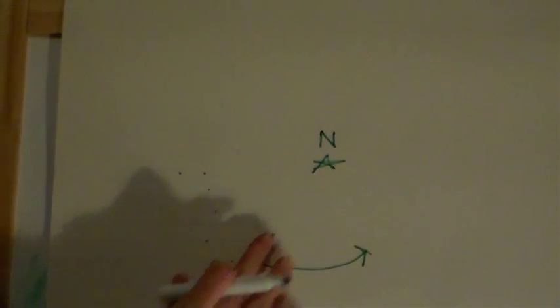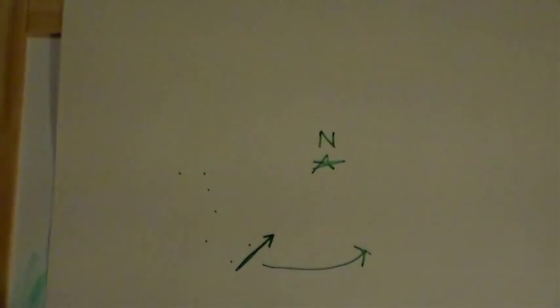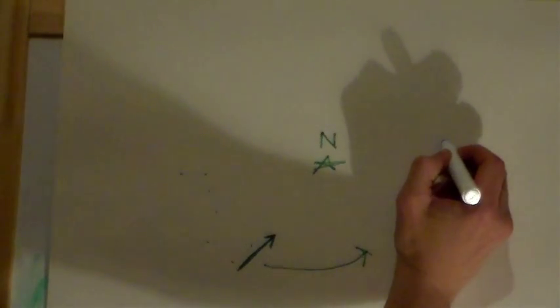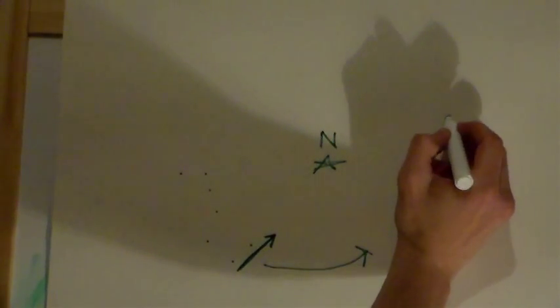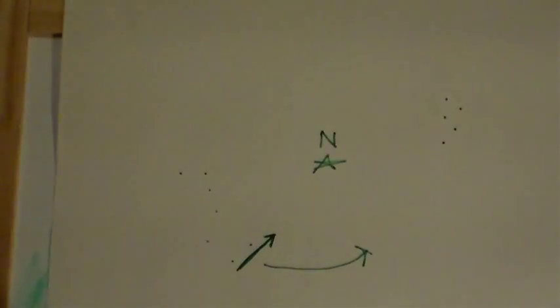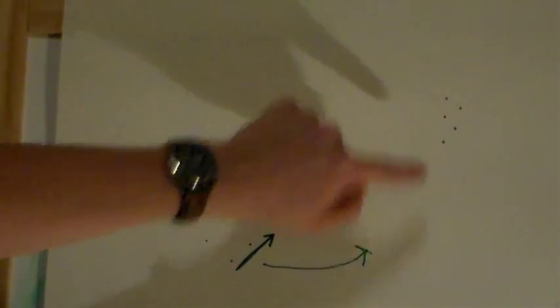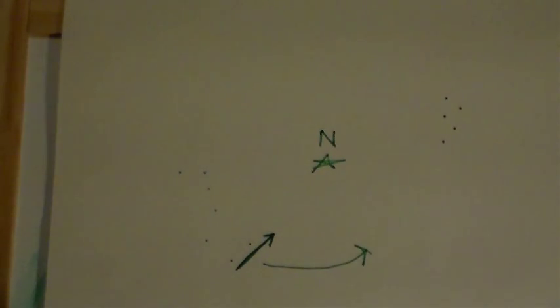Okay, so now, almost on the exact opposite side, just a little shy of it, there's another constellation called Cassiopeia. It looks something like this. Three and two. So it looks kind of like a W or an M, depending on how you look at it.